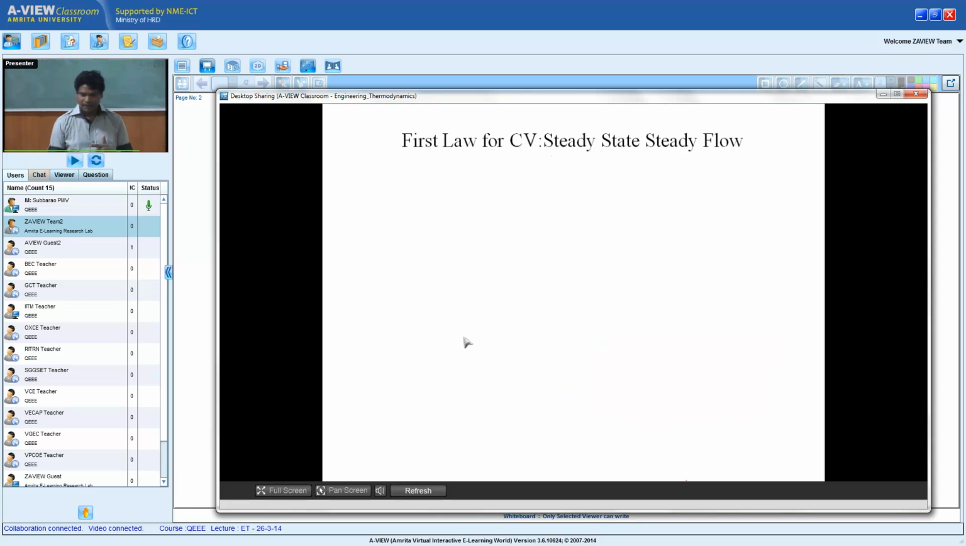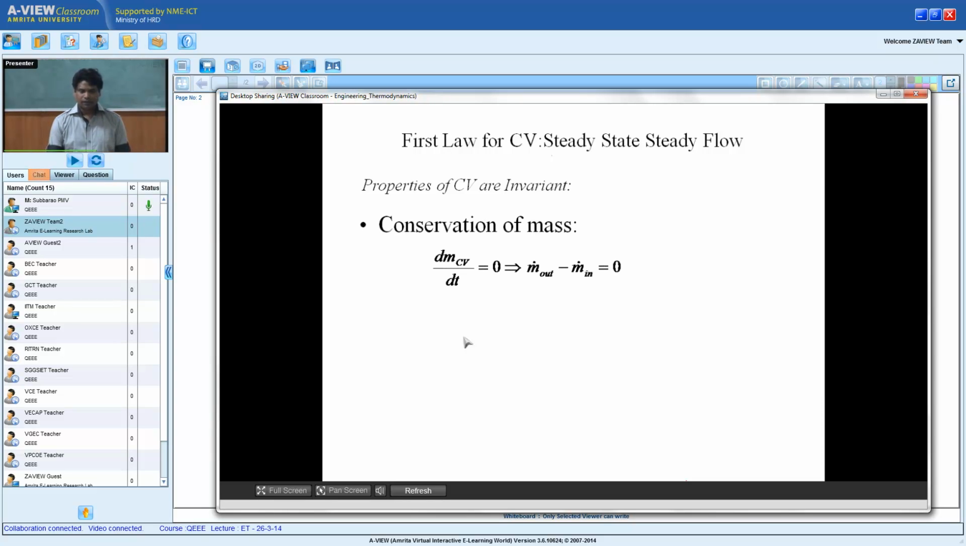Okay, so this is the one where you can have the first law for a control volume, steady state, steady flow. There are many things. Suppose it is a steady state, steady flow, which means nothing changes with time. Most of the engineering systems, I'll give examples, work like a steady state, steady flow. Or whenever I am designing a system, I assume it to be a steady state.